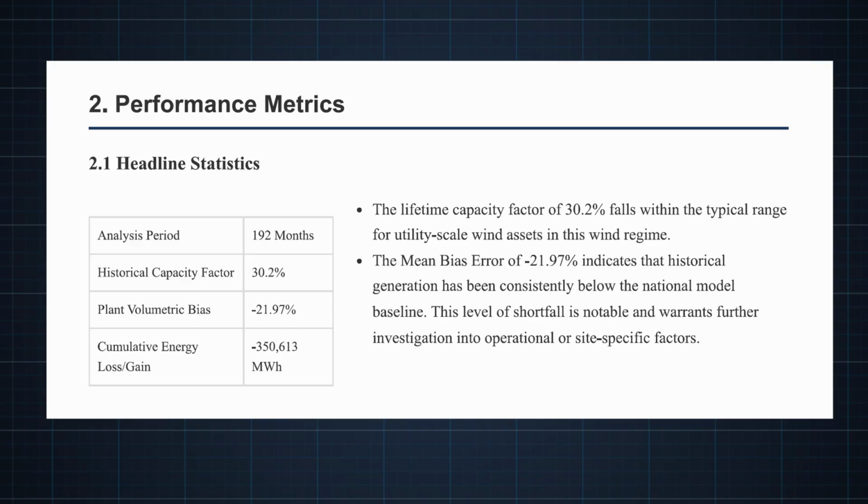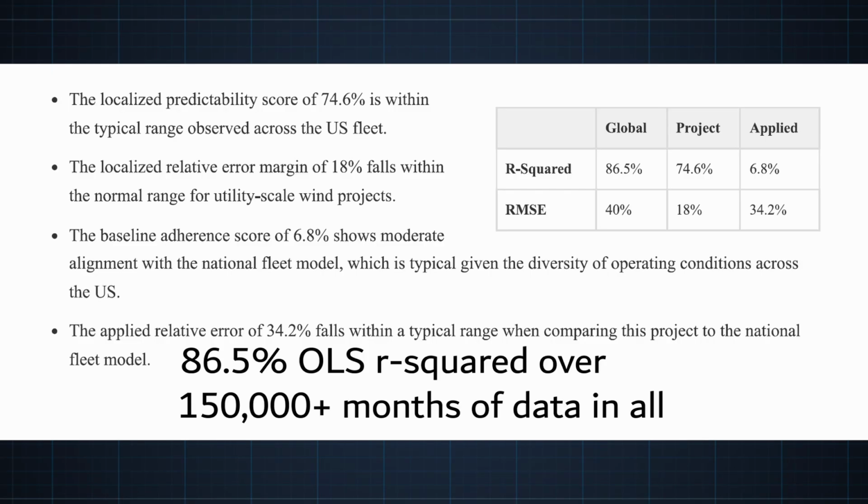So these performance metrics are all calculated either from the global or the project level. We look at both because that's how this whole thing is designed. We have a very high global R squared of over 87%. So this means the overall wind fleet regression is actually pretty strong. We got that correlation coefficient of 87%.